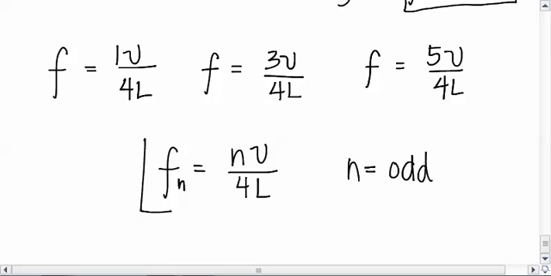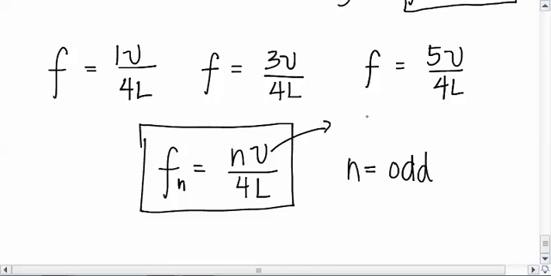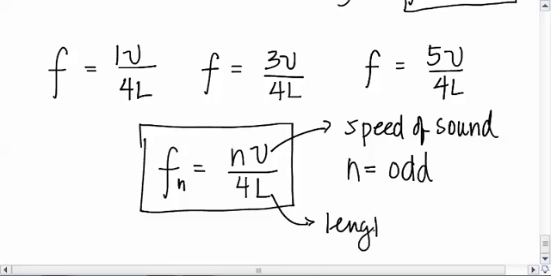V is still the speed of sound because it's still air moving. L is still the length of our pipe. And f is the frequency of the harmonic.